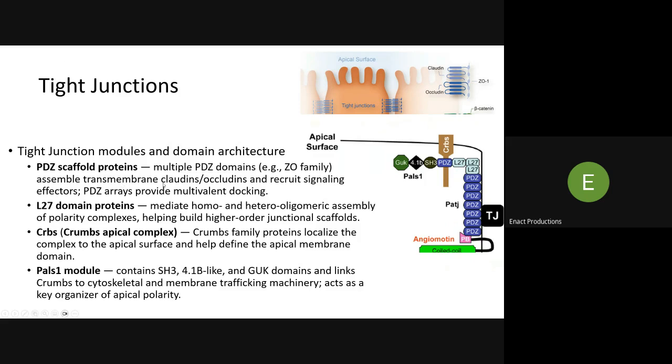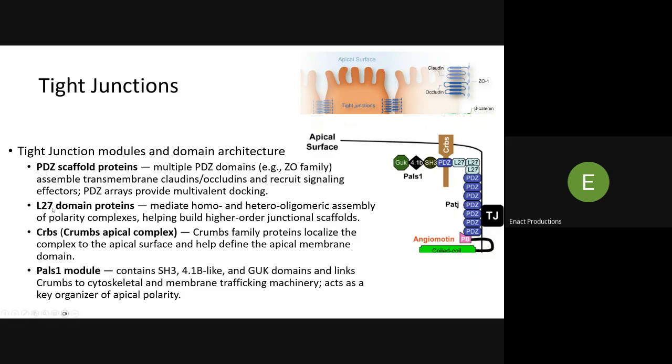And they assemble transmembrane claudins, occludins, and recruit signaling effectors. And that's these things that they're connected to up here. The PDZ array provides multivalent docking. And that's just a way of saying that many things connect to these PDZs. You see all of these different things up here that are connecting. A lot of things are interested in being connected near these tight junctions, and they have a dock that lets you dock to it, and a lot of things are using that style of dock.